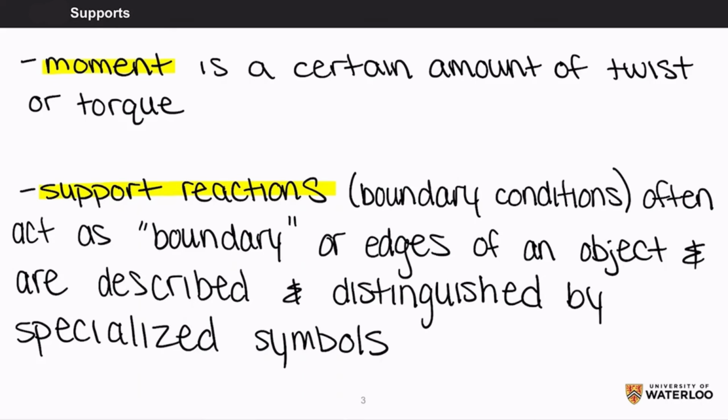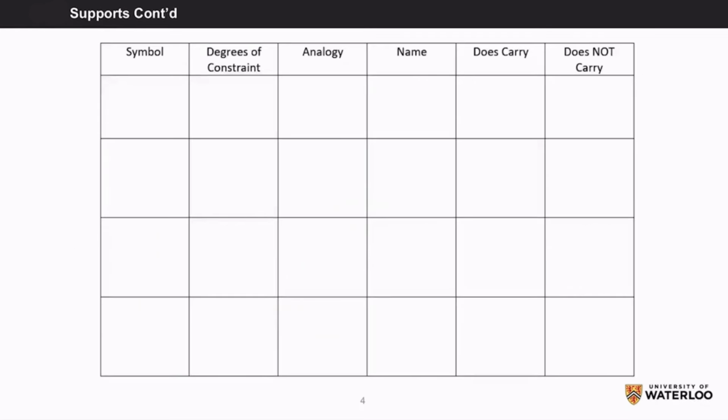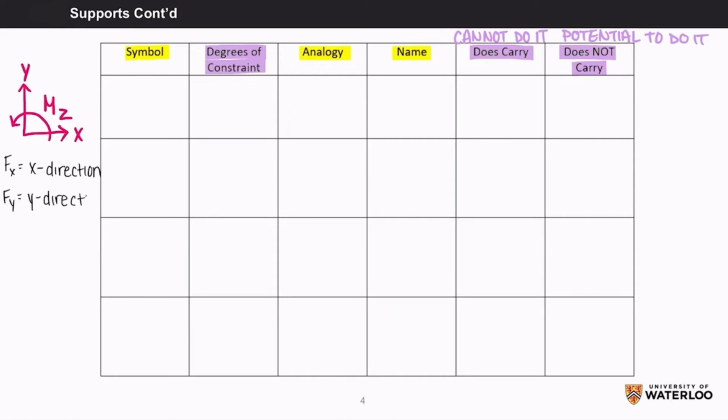The next 2 slides will dive deeper in depth. This chart will help categorize the different types of supports relating to the symbol, degrees of constraint, analogy, name, and whether it does or does not carry. Just to specify, does carry means it cannot go in that directional force, whereas does not carry means it has the potential to move in that directional force, as well as the degrees of constraints relate to the number of does carry forces. Before we begin, let's draw a reference coordinate system as well as state that Fx is the x direction, Fy is the y direction, and Mz is the moment about the z-axis.